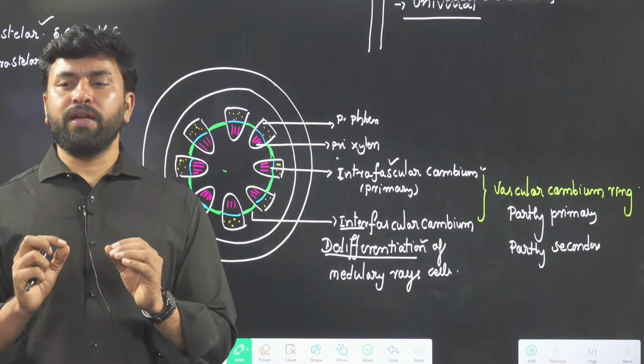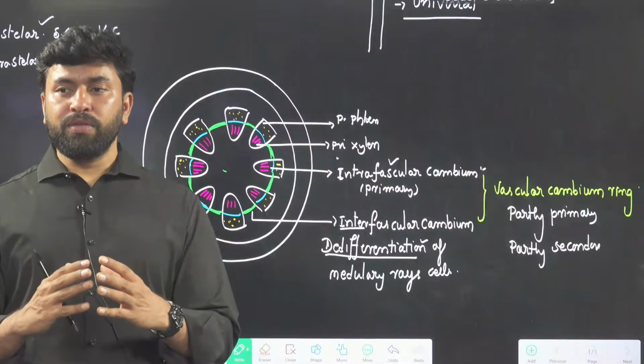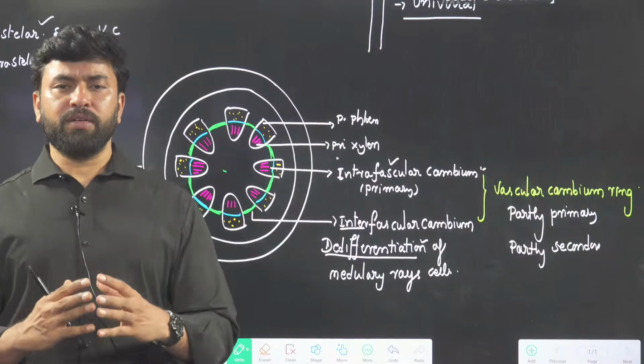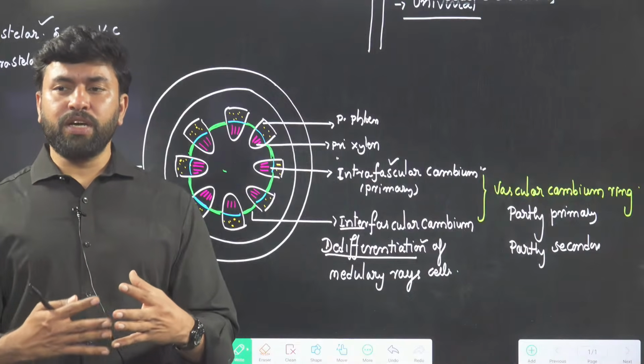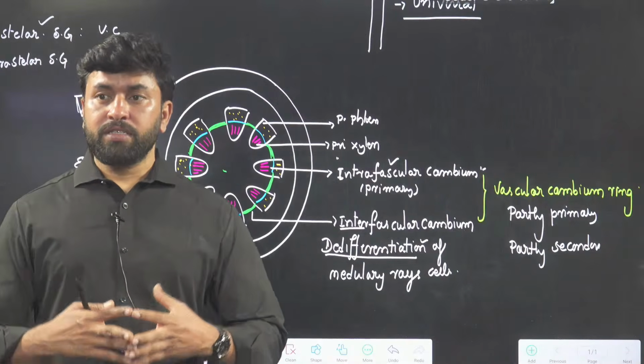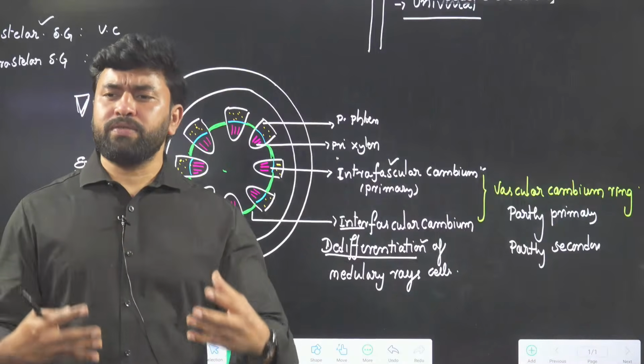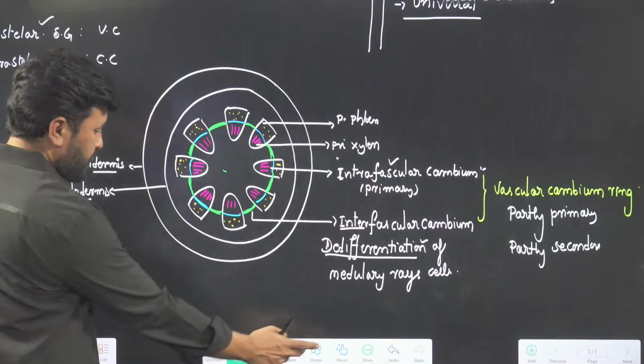Okay, the vascular cambium ring has been formed. Formation of vascular cambium will allow these cells to divide. Cambium means what? Meristem. These cells are able to divide. The cells which are dividing from the cambium start to give new layers of cells. What are they? Observe this.